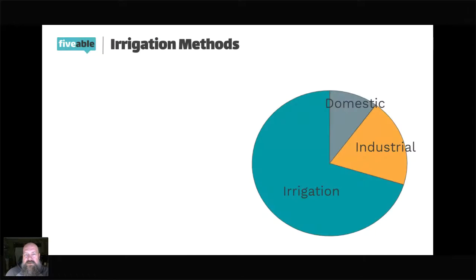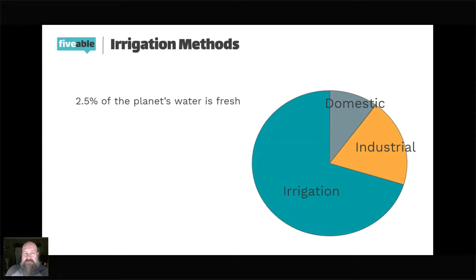All right, so let me show you this. There's irrigation methods. I want to show you this pie chart real quick. You can see that the majority of all water is used for irrigation. A very small amount is used for domestic purposes, like your washing machine, drinking, watering the yard. And the next largest portion is the industrial uses, which I thought was pretty neat.